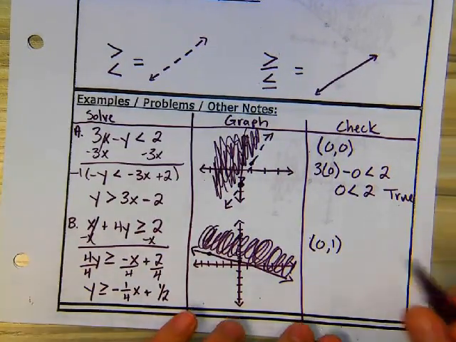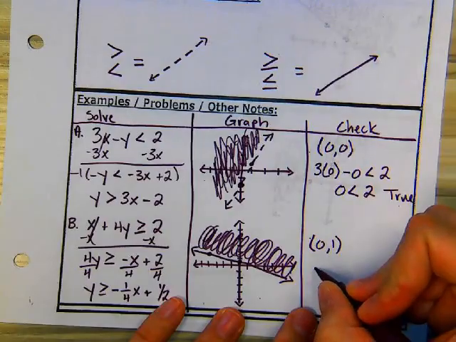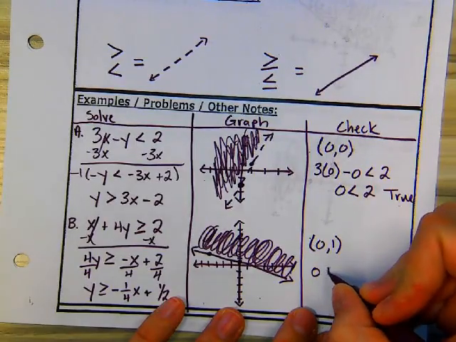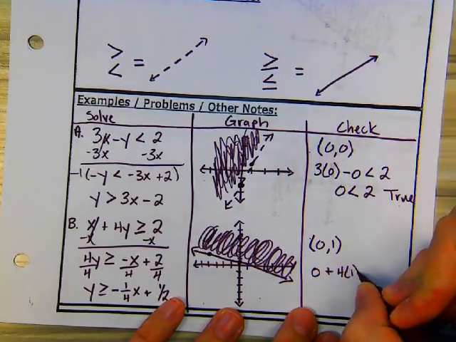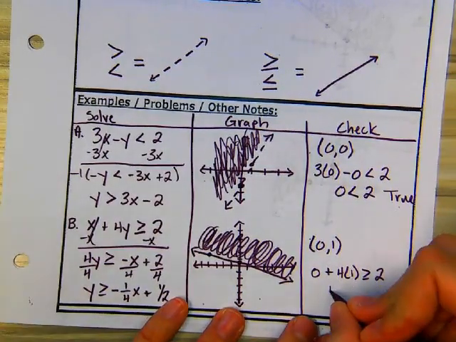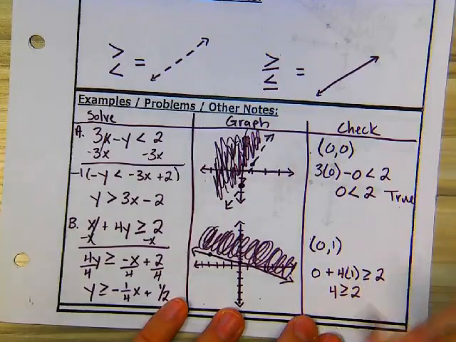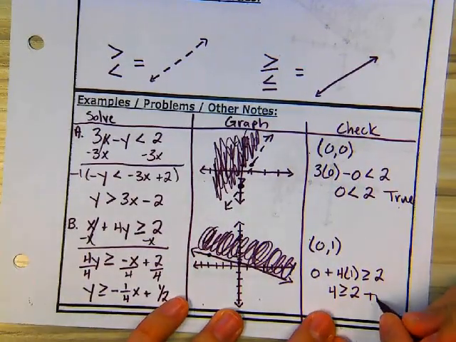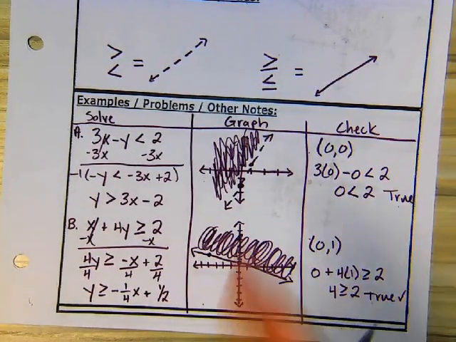So we get 0 plus 4 times 1 is greater than or equal to 2, which is just 4 is greater than or equal to 2, which is true. So we know we have shaded correctly.